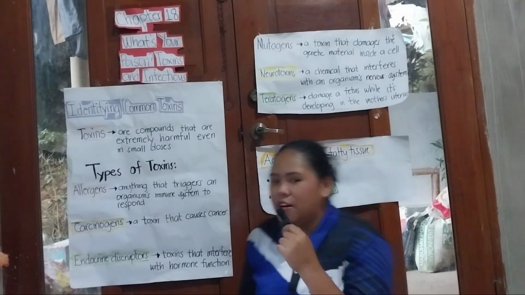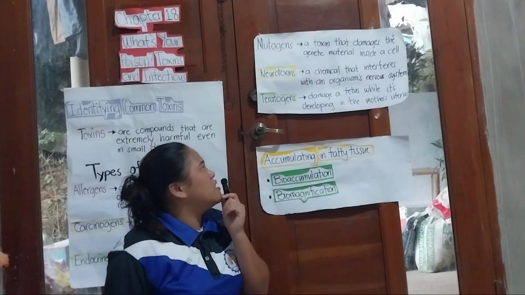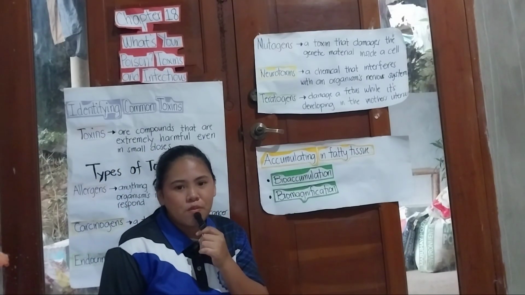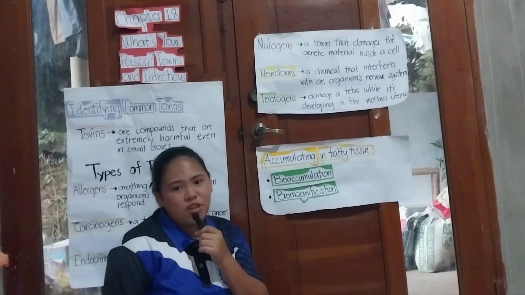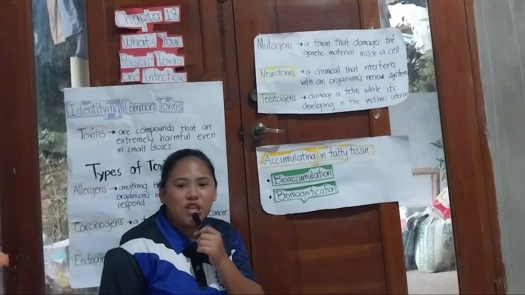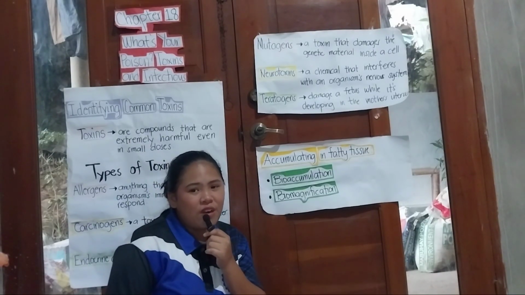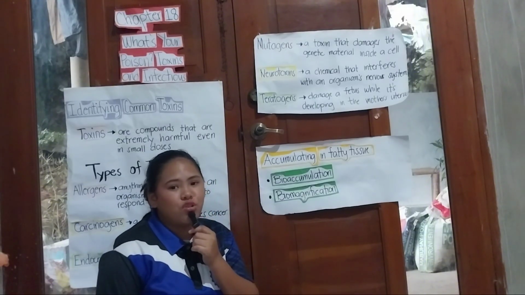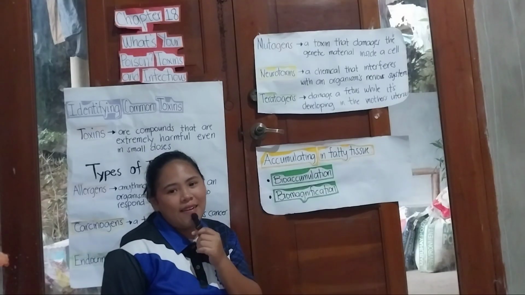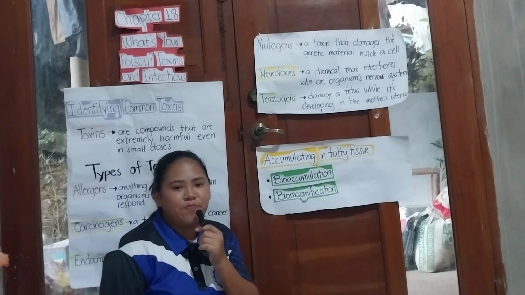Next one is we have here the mutagens. Mutagens are toxins that damage the genetic material inside a cell. So, mutagens damage DNA or genetic materials. When these mutations occur in reproductive cells, they can cause birth defects and may be passed on to future generations. Examples of this include arsenic, certain metals, and radiation.